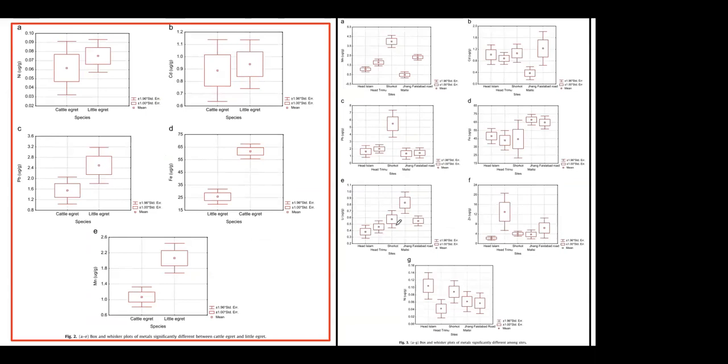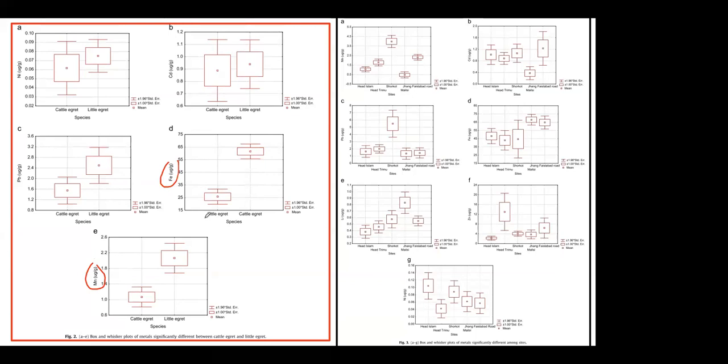Then we applied the one-way analysis of variance, ANOVA, to find the site difference and the species difference. You can see here that iron and manganese were highly significantly different between the species. Manganese was found at a higher concentration in the little egrets as compared to the cattle egrets, and iron was found at a higher concentration in the cattle egrets as compared to the little egrets.